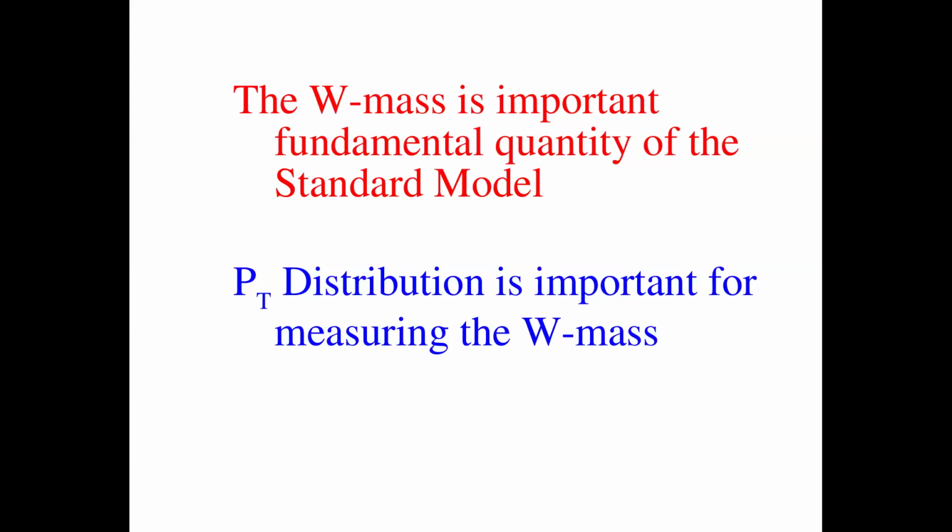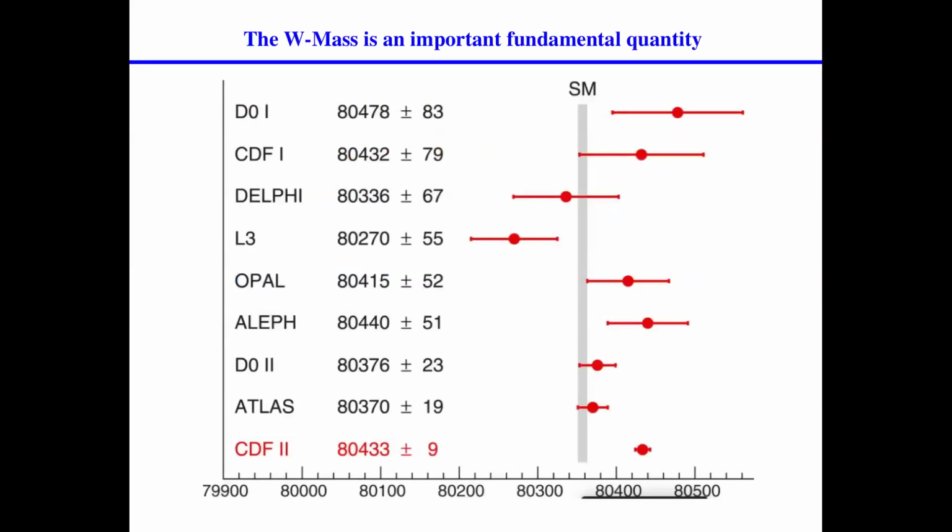And the motivation, of course, of finding the W mass is that it is one of the fundamental quantities of the standard model. Hence the PDF distribution is important to measure in this. So we really want to get this right. And I'll just flash here a current set of measurements of the W mass. And you see, here's the standard model value in gray.